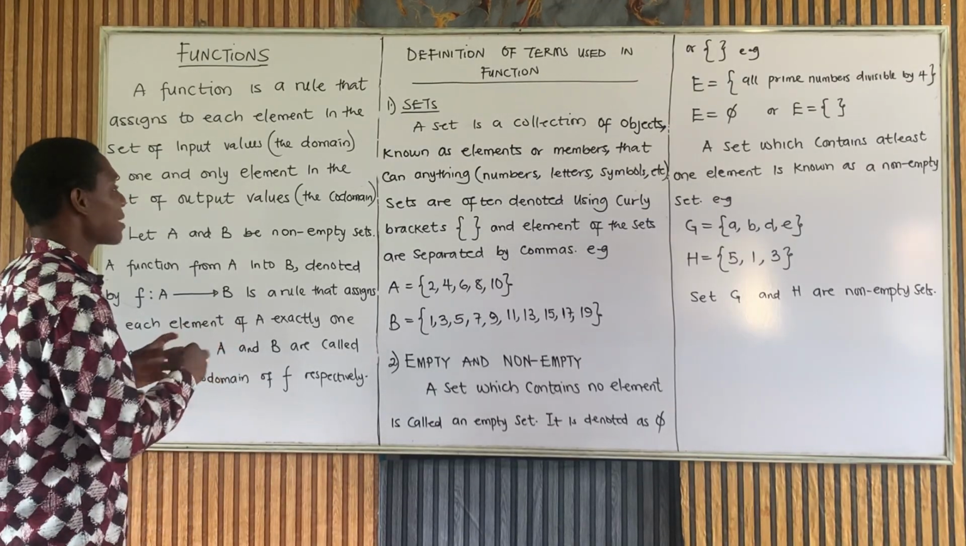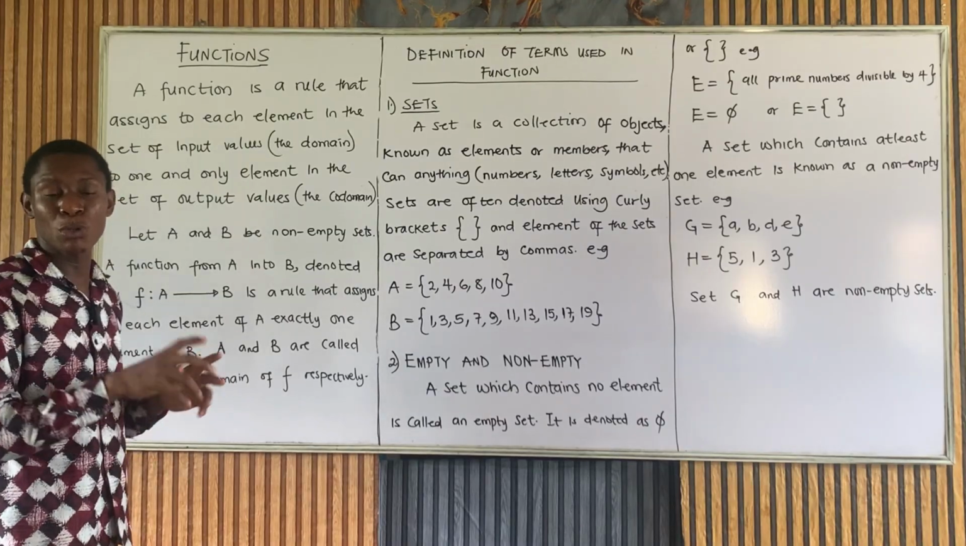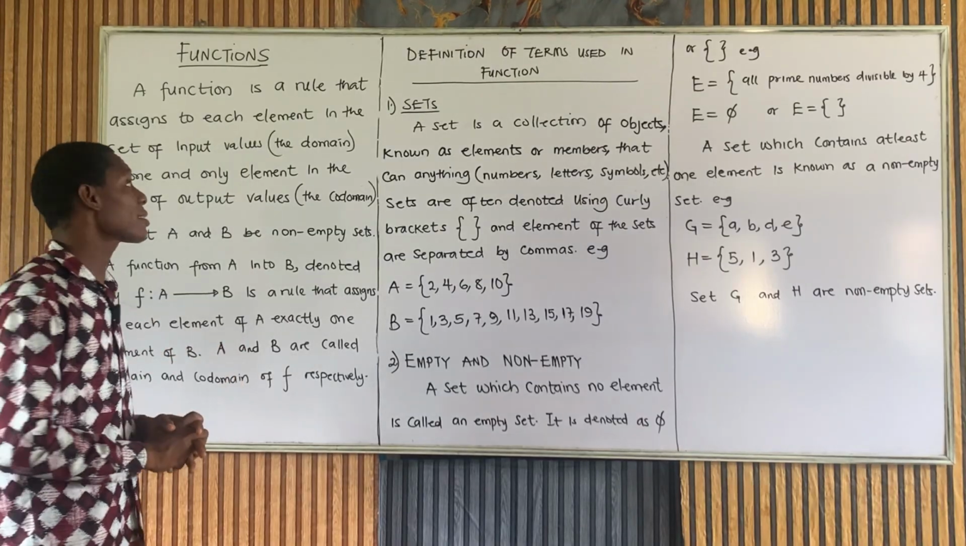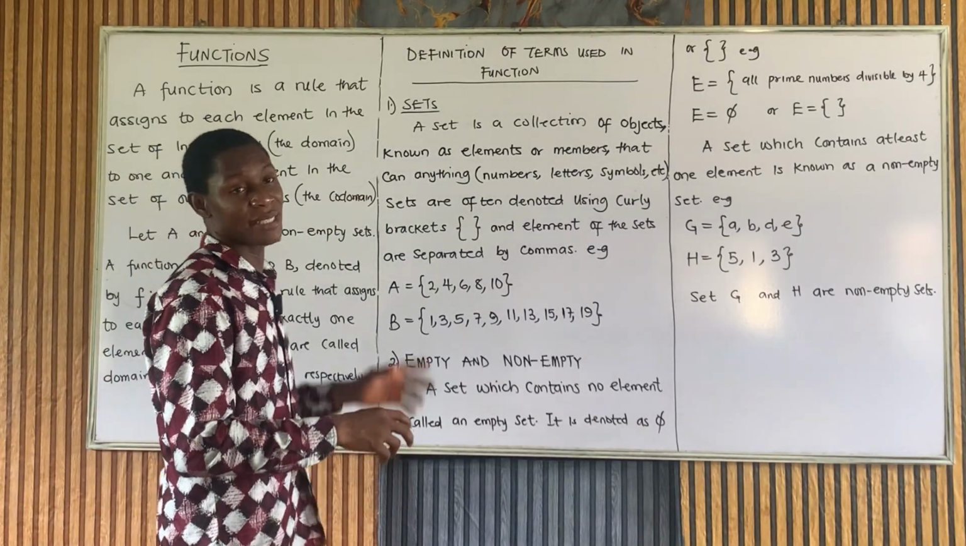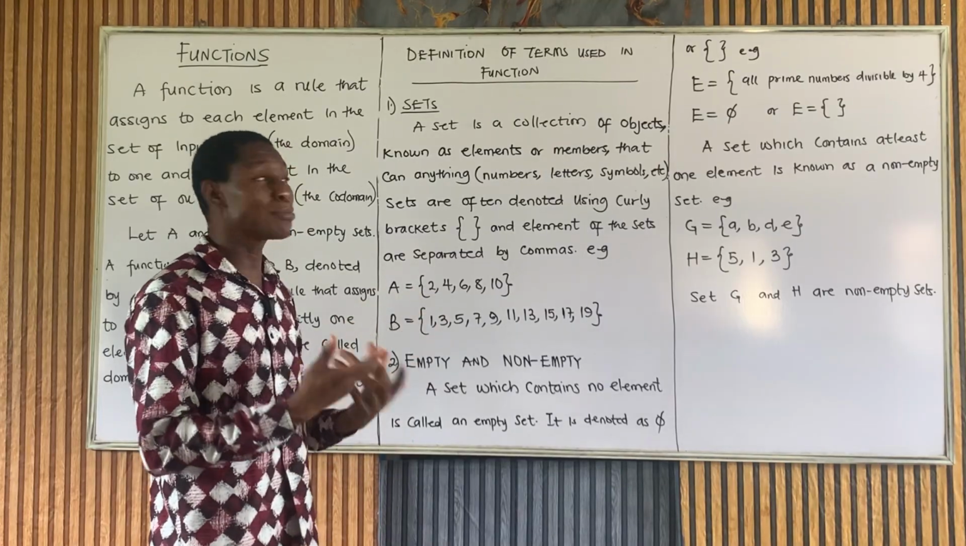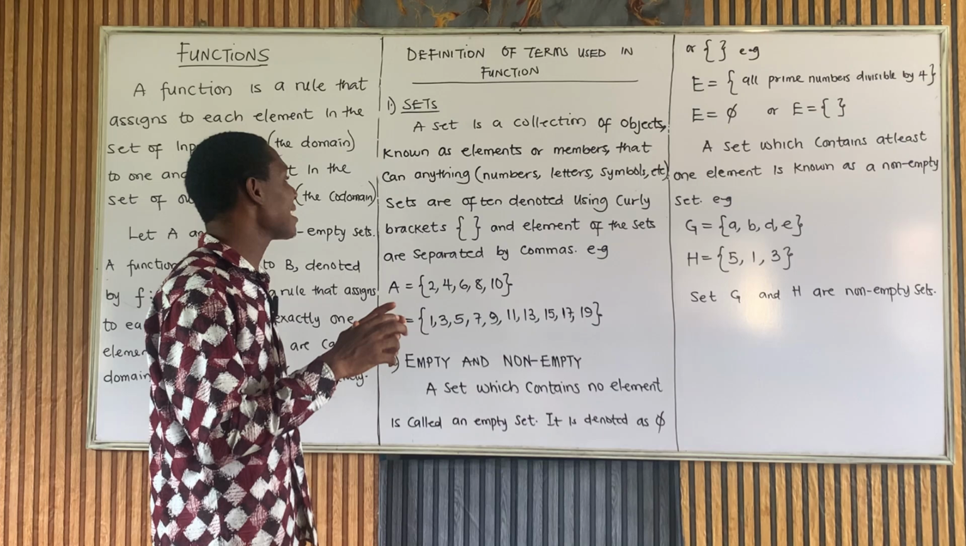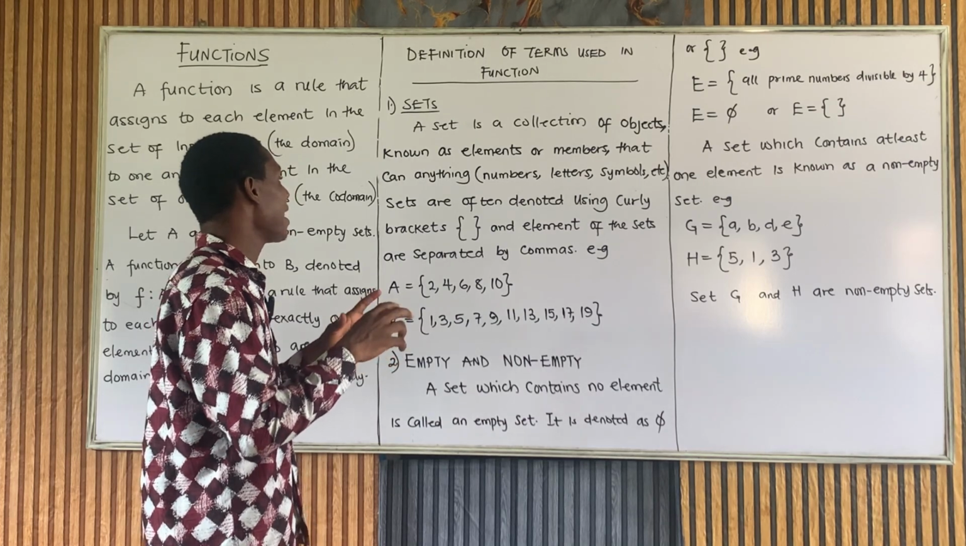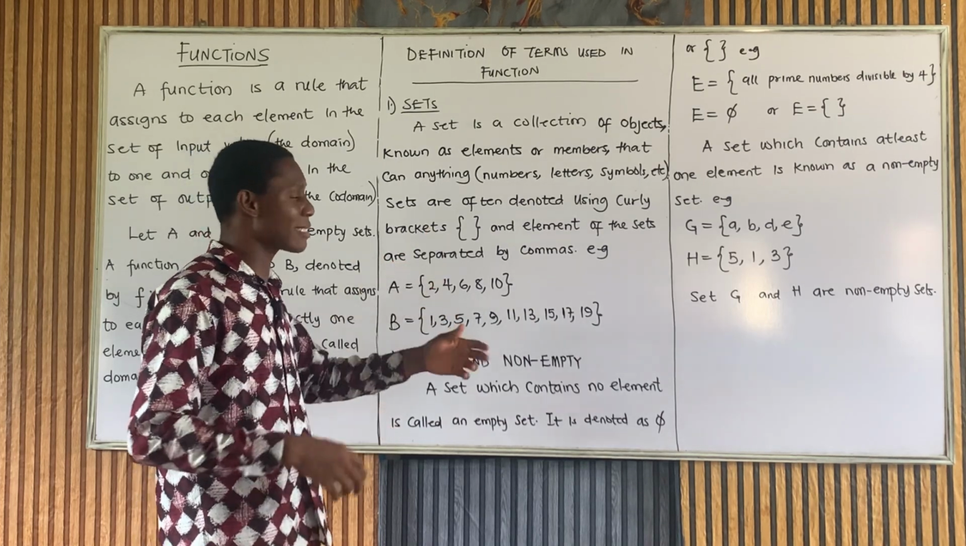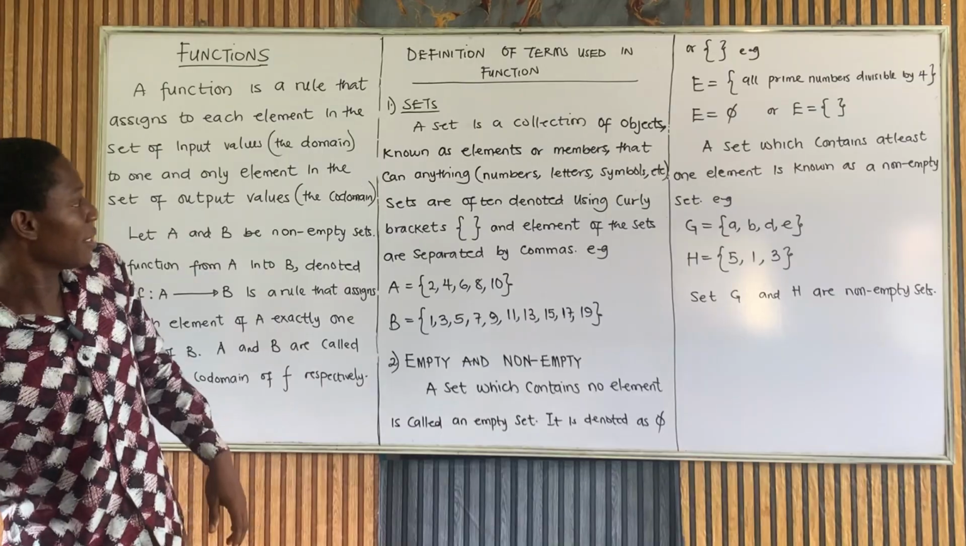As we look at this, so many terms have been used, and we want to define all of those terms. First of all, what is a set? A set is a collection of objects known as elements or members that can be anything: numbers, letters, symbols, etc.